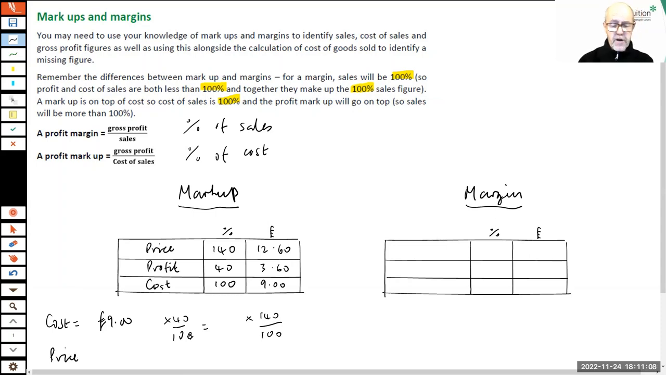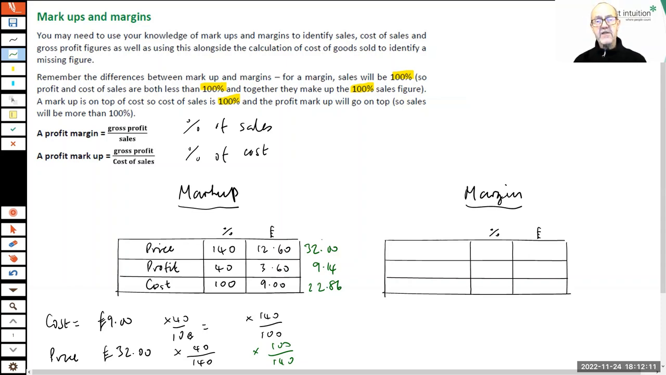So we can actually be given any of those. What if we were told that the price was, let's say, £32? We can convert the price into either of the other two. So we can say the price times 40 over 140. Can you see we're using different percentages? 32 times 40 divided by 140. Didn't pick my figures very carefully. That would give us 9.14. We can then do, should have started in green, times 100 over 140. 32 times 100 over 140 gives us 22.86. Do they add up? 22.86 plus 9.14? Yes, £32.